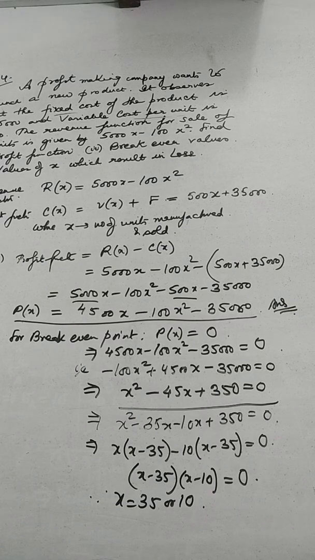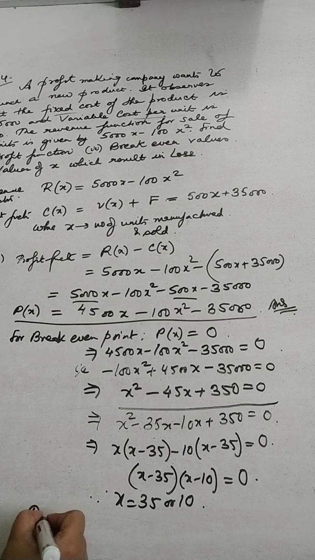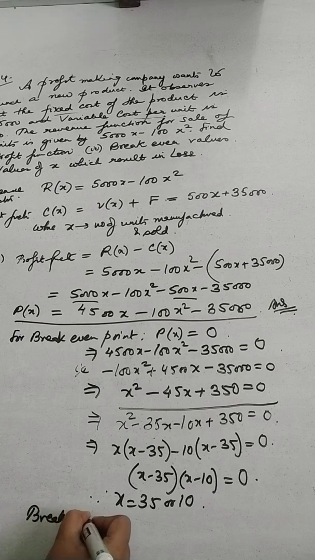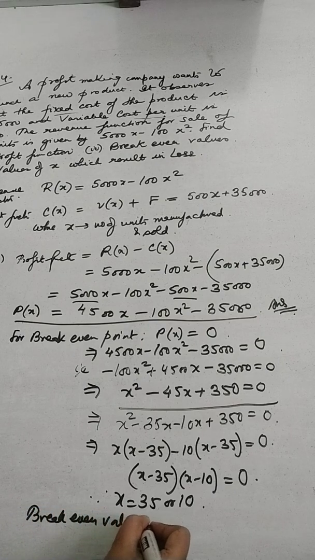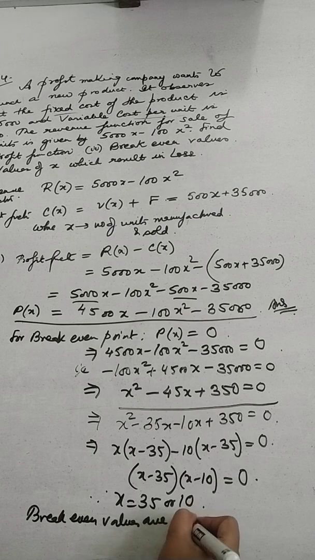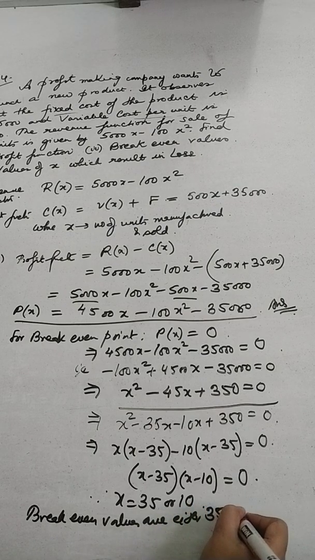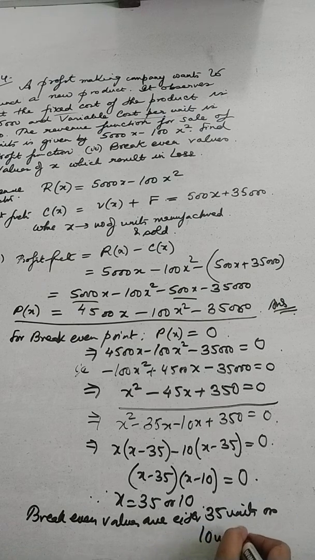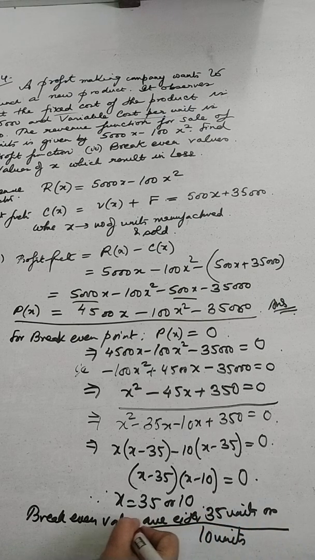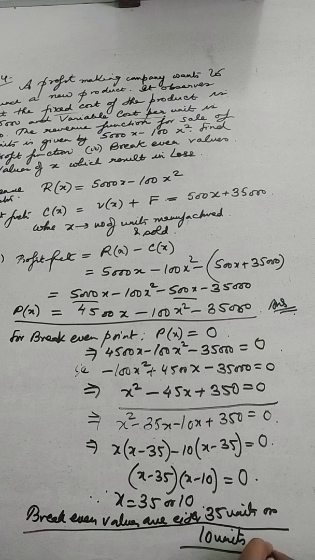So conclusion, what will you write? Break-even values are either 35 units or 10 units. This is your answer for the second subpart. Okay. Now the third subpart. What does it say?